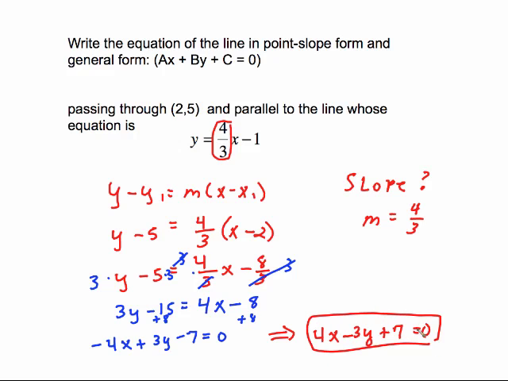And the reason I went to that is because the directions told me to do that. I did not put it in slope-intercept form because that's not the form they want. So here's your general form, and then here is your point-slope form.